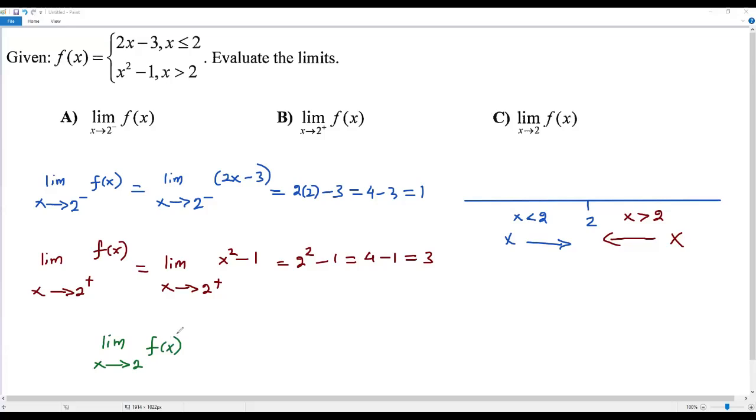So whenever I want the ordinary limit as x approaches some value to exist, the left side limit and the right side limit must be finite, and also they must be equal. So the left side limit as x approaches 2 of f(x) is 1. It's a finite value. The right side limit as x approaches 2 of f(x) is also a finite value. But the left side limit and right side limit are not equal. Since they are not equal, the ordinary limit as x approaches 2 of f(x) does not exist. So the result for part C is that it does not exist. So we can write it as DNE.